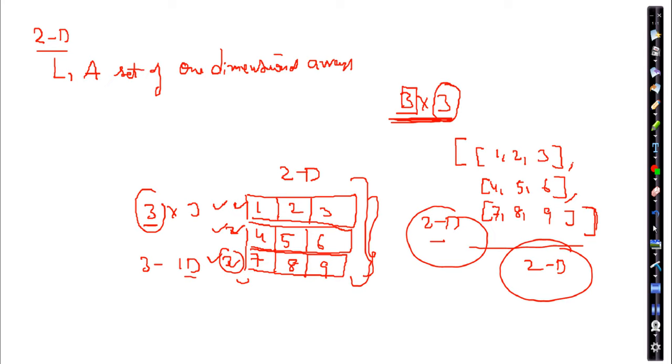This is a one-dimensional array, this is another one-dimensional array, this is another one-dimensional array. I have kept all these one-dimensional arrays into another square bracket. This double square bracket indicates you have created a two-dimensional array. All of you please keep in mind that a two-dimensional array is nothing but a sequence of one-dimensional arrays.